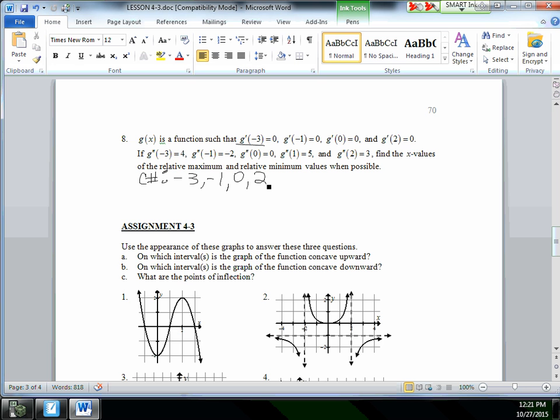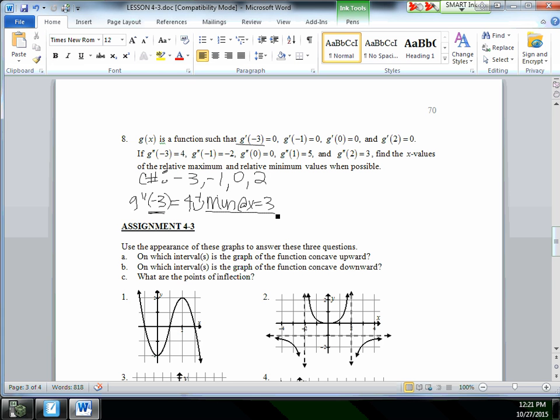So now I need to know, well, what is g double prime of negative 3? Well, that is 4, so therefore it's positive, which means I'm smiling. So I know that is a min. And all we can do is find the x value. So we know there is a min at negative 3. Make sure you understand that.